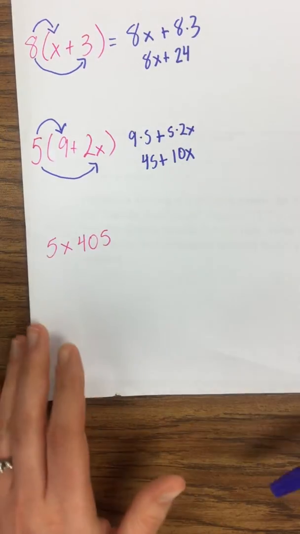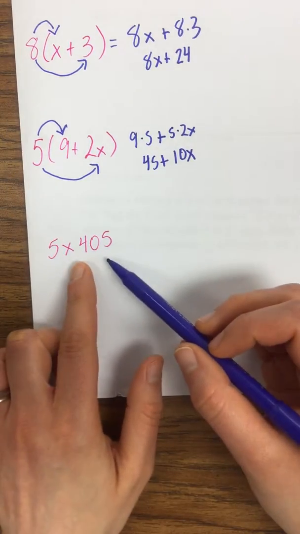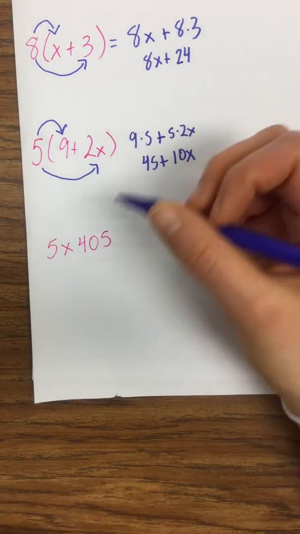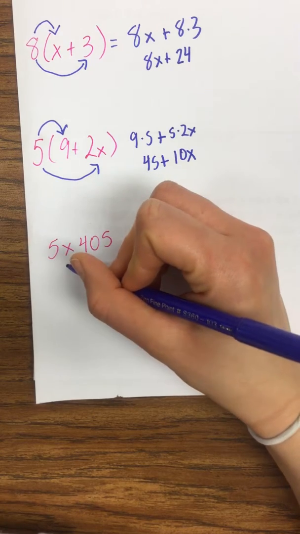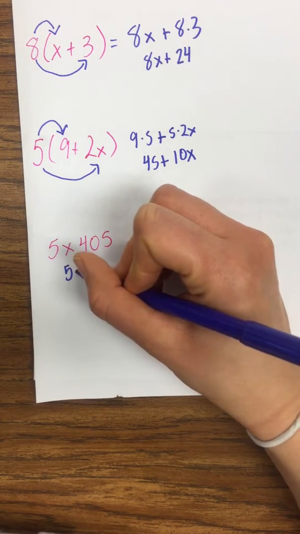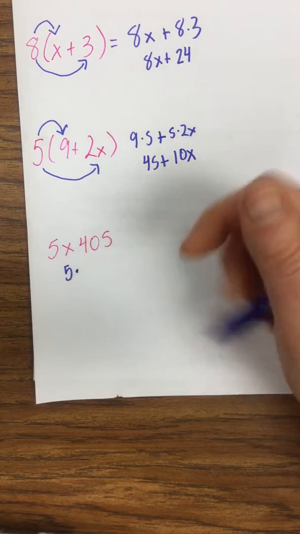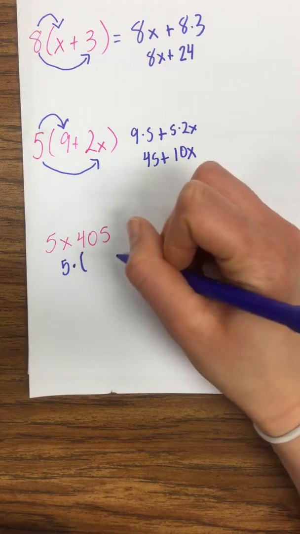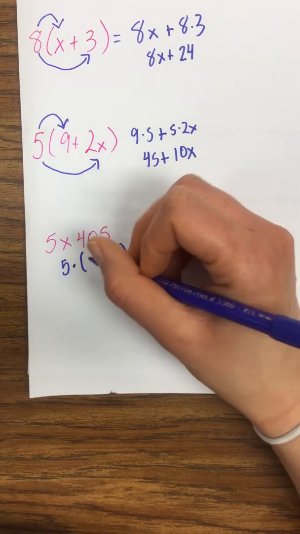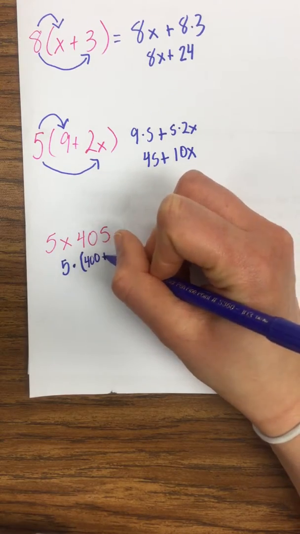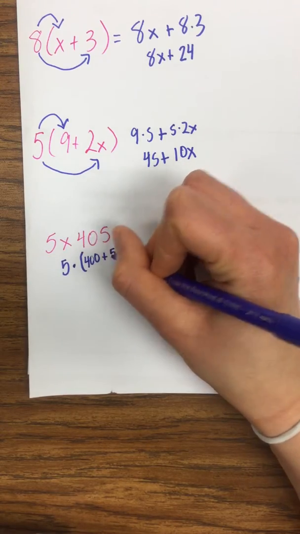Kind of in a reverse setup here, we want to take our expression and set it back up using the distributive property, which is kind of like the partial products that you may have learned in elementary school. We're going to keep the 5, and we're multiplying it by 405. But instead of doing it the old way where I multiply using the algorithm, I'm going to break apart the 400 and the 5 into hundreds, tens, and ones. There are 4 hundreds in there, 0 tens, and 5 ones.